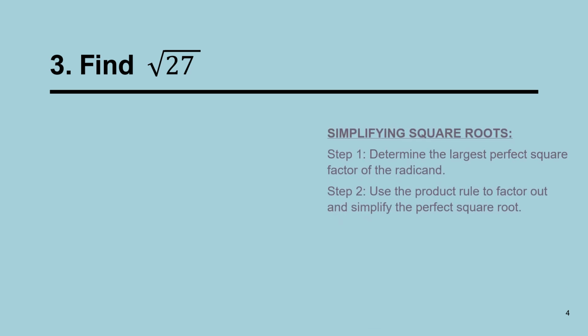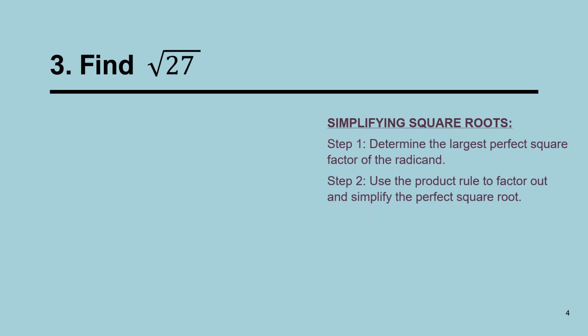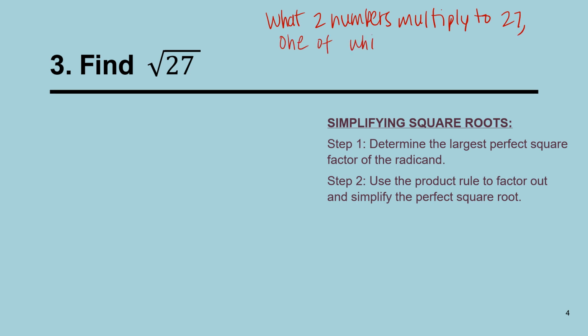All right, so let's look at an example of something that's not a perfect square. This one says find the square root of 27. If you are trying to simplify a square root that is not a perfect square, your first step is going to be to determine the largest perfect square that is a factor of the radicand. Basically, you're asking yourself, what two numbers multiply to 27, one of which is a perfect square?